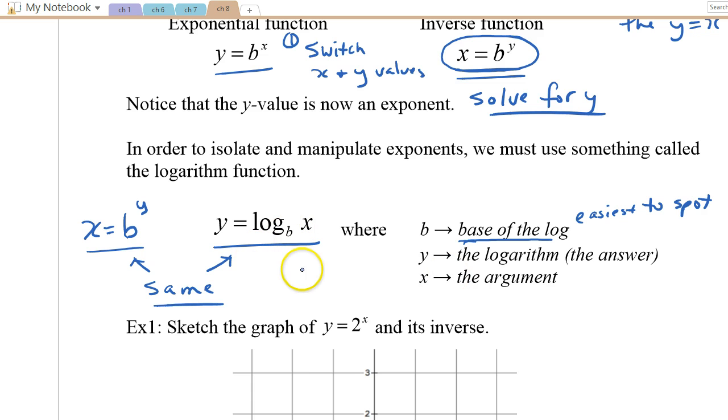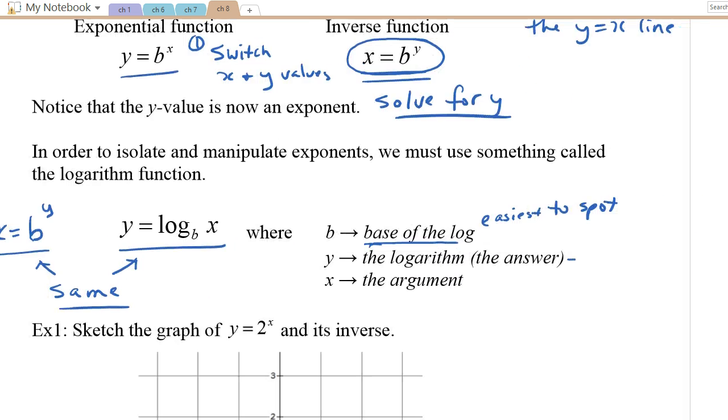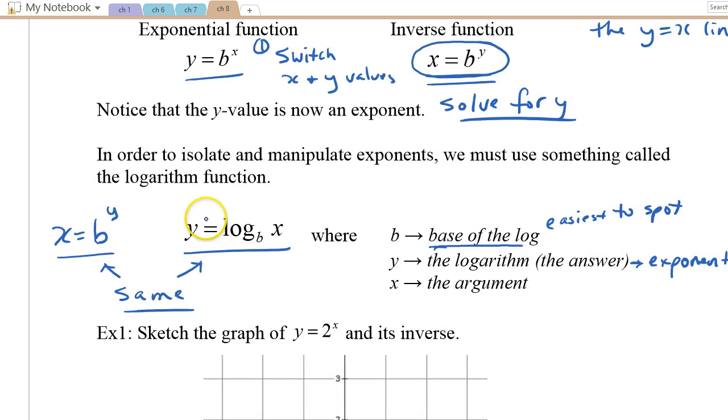If you're looking over here, y is the exponent. You can say it's the log or the answer. I usually think of it as the exponent. So the answer for logs, this y, is the exponent. And x is the argument. It's a bit of a new term for us to call something the argument, but you're going to see that more if you continue on in math. So at least we have a name for it. We can sort of hang it on a word. We're going to call that the argument.